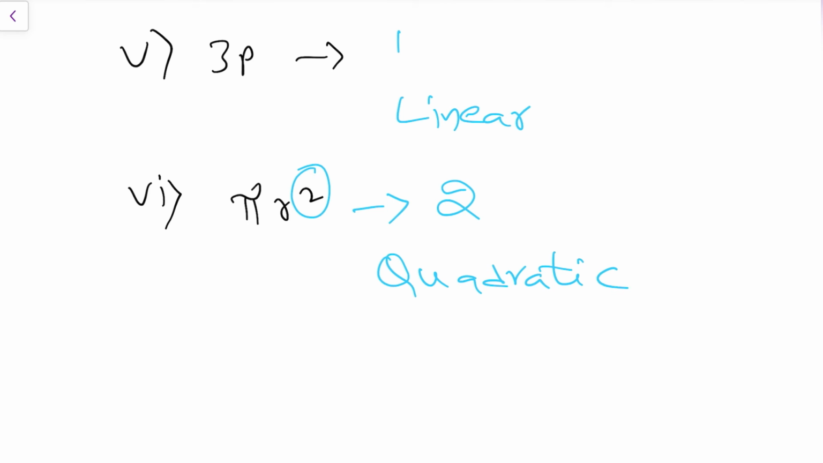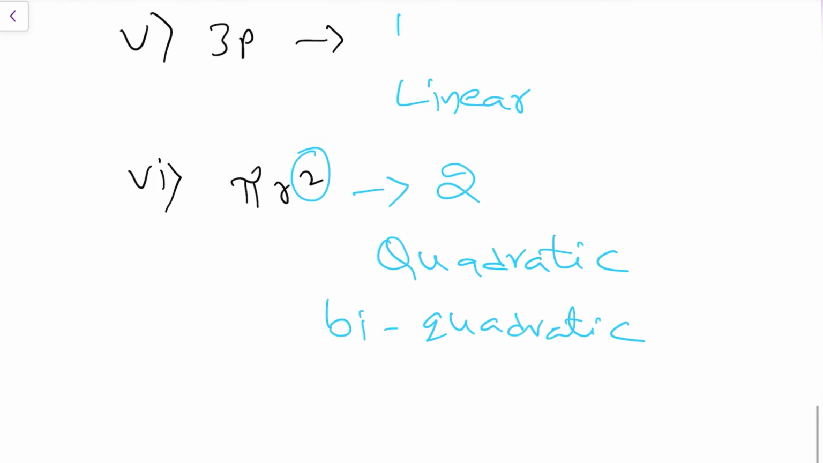If the degree is 1, it is a linear polynomial. If the degree is 2, it is a quadratic polynomial. If the degree is 3, it is a cubic polynomial. And one more thing you need to remember, if the degree is 4, then it is called a biquadratic polynomial.